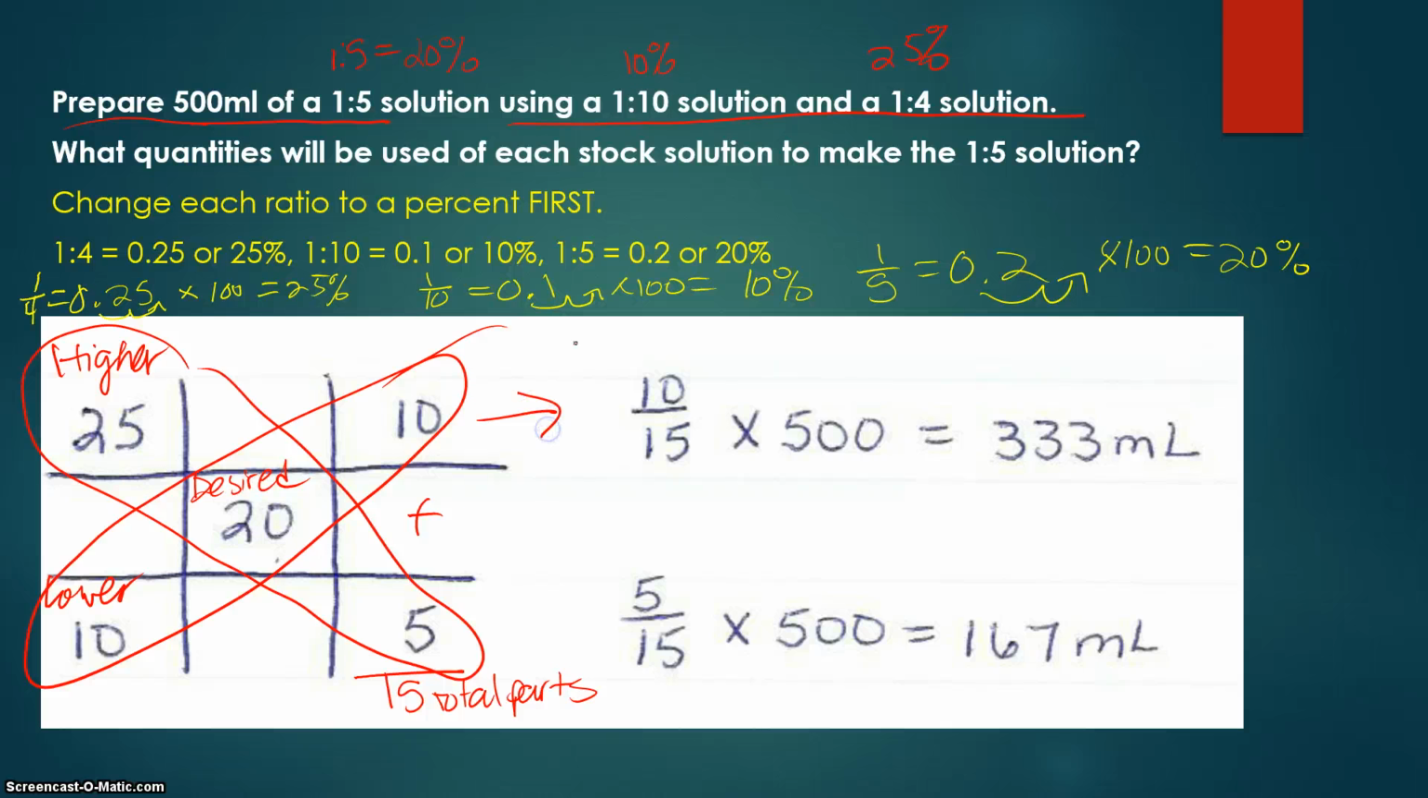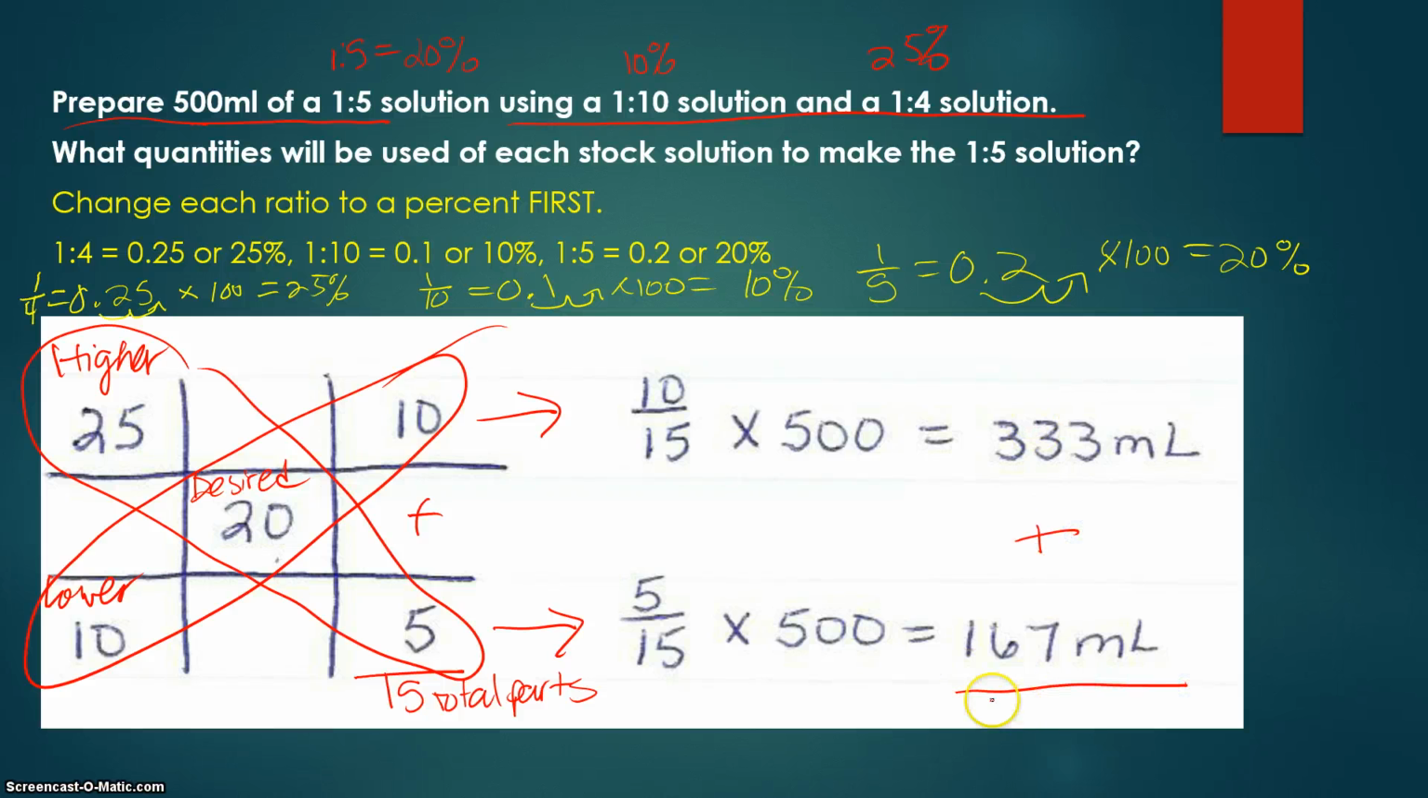right? So then we have 10 parts of the 25% is needed. And to calculate how much of that we're going to use, we need 10 divided by 15, which is the total parts, times 500. That's the amount we want to prepare, and we get 333 mLs. And we know at the bottom in the right-hand corner of our grid, we have 5 parts of the 10% is required, right? So we take the 5 divided by the total parts that we calculated, which is 15, multiply by 500, and you get 167 mLs.